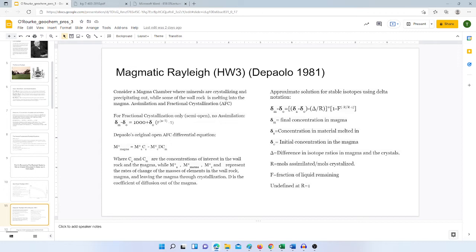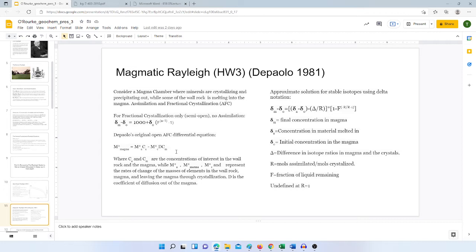And so if you're just concerned with crystallization, so that's a semi-open system, no assimilation, we can use this, which is pretty similar to what we had before. But if we have both, if we have a truly open system, De Paolo gives us this differential equation. So the rate of change in the mass of the magma is equal to the rate of change in times the concentration of in minus the rate of change out times the concentration of out. It's a pretty simple differential equation.